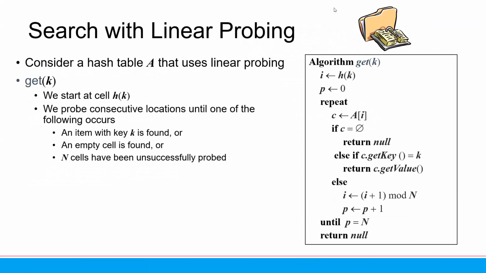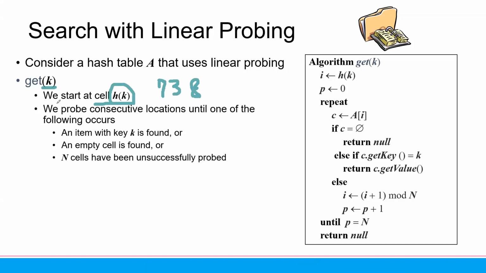So you need to find the hash function first. I will get the key k. So we will start from the cell h(k). 73 mod 13, it is 8. But actually 73 is not in the index 8. So I need to find where is 73.